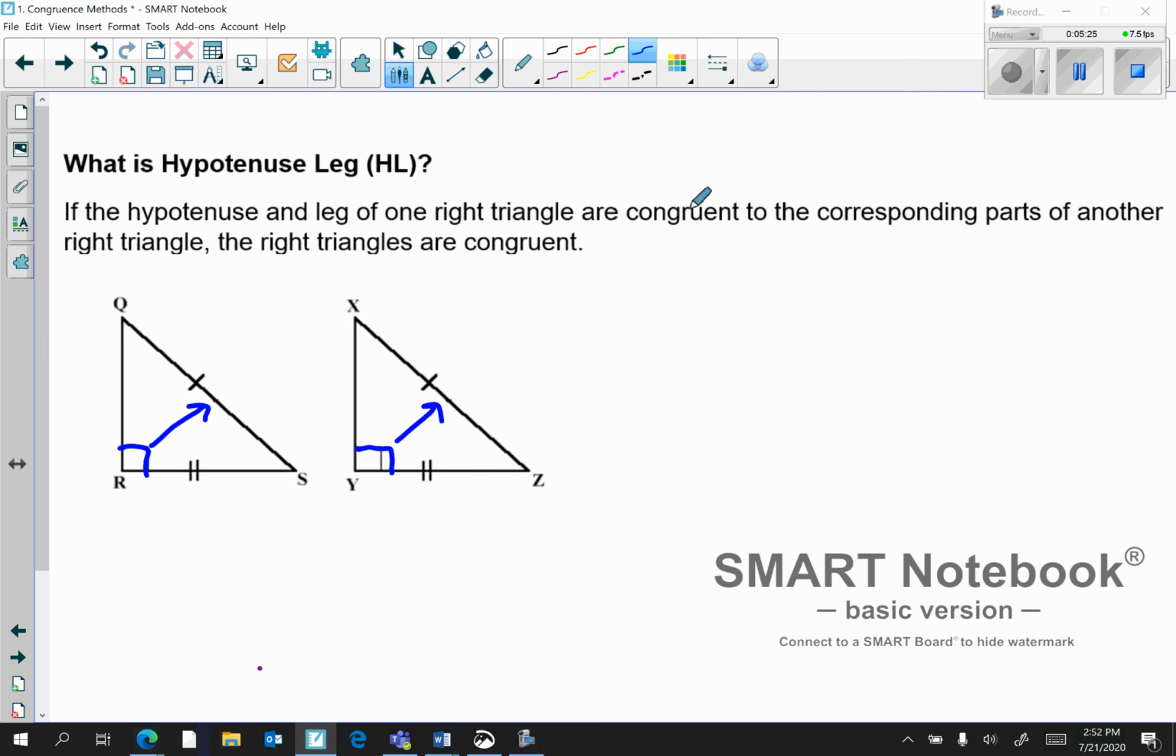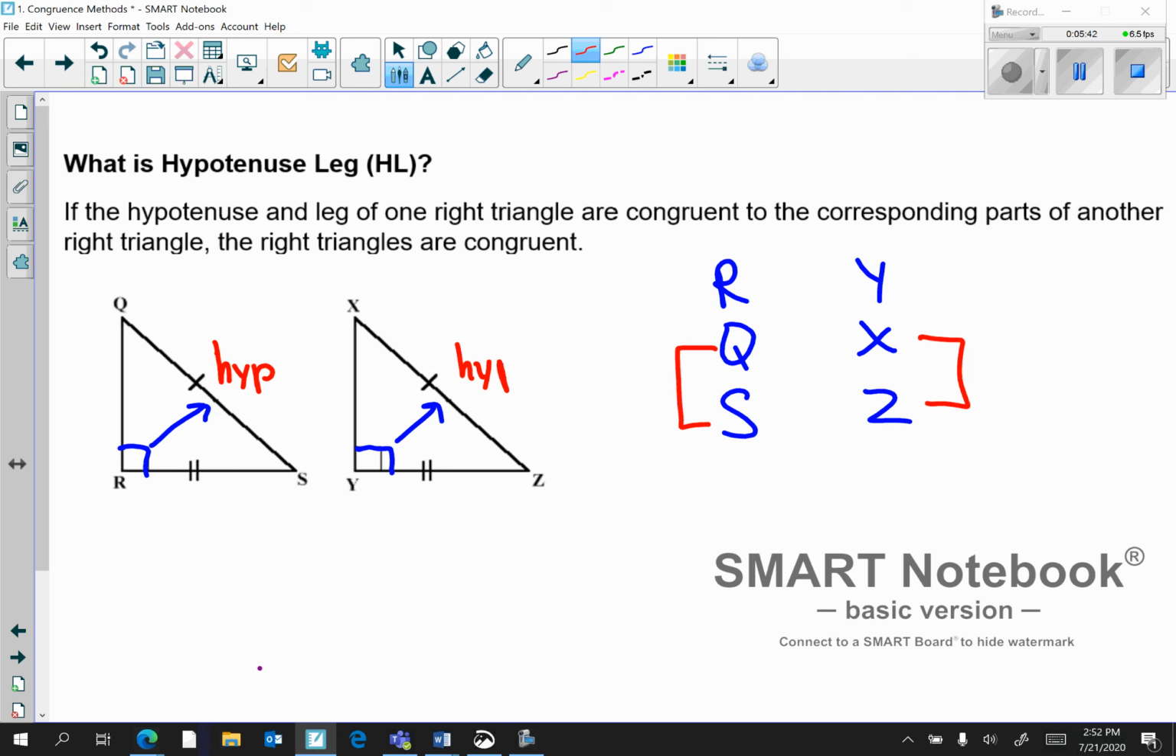So let's write out the letters of the two triangles, RQS and YXZ. So we know that QS is congruent to XZ, which is the hypotenuse. Then we must have the legs be congruent. In this case, we have RS congruent to YZ. Again, in order to use hypotenuse leg, it has to be a right triangle, and the hypotenuse in both triangles have to be congruent, and legs have to be congruent.